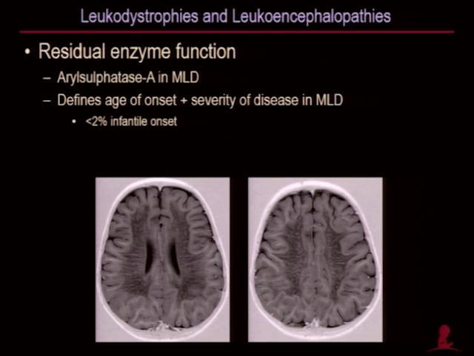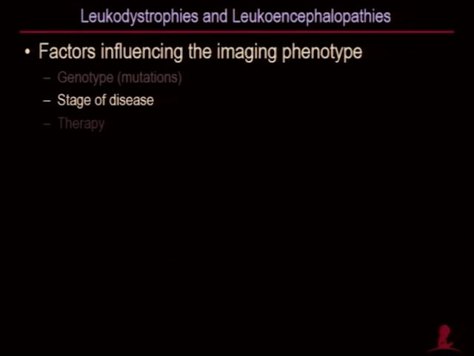We know if the residual enzyme activity is less than 2%, you will have an infantile onset. If it's between 2 and 5%, you will have a juvenile onset. And if you have more than 10% of your normal enzyme activity, you may be asymptomatic. So that's very important again.